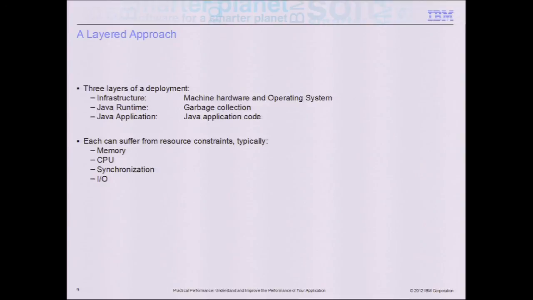Then above that, at the Java application, you've got all of your Java application code, and that's going to have potential issues around memory, CPU usage, synchronization, so synchronized blocks and contention locks, and I/O. Those are the four resources that could be applicable at each level, but really they're only all applicable at the application level. At infrastructure, it's CPU and RAM. At the Java runtime, it's really just CPU and memory, which is both garbage collection. And then at your application, there's scope for all of them.